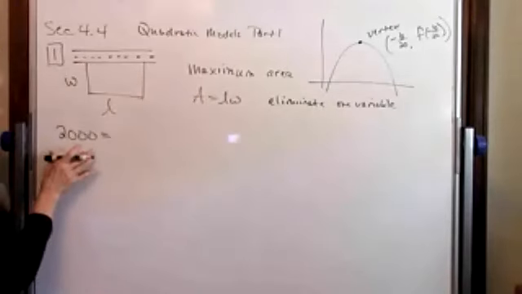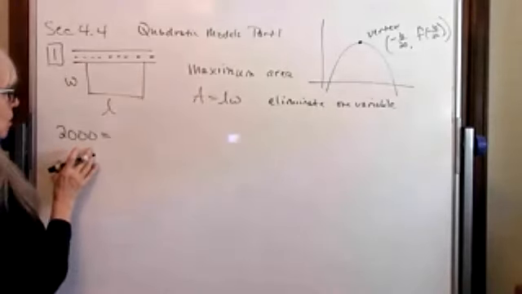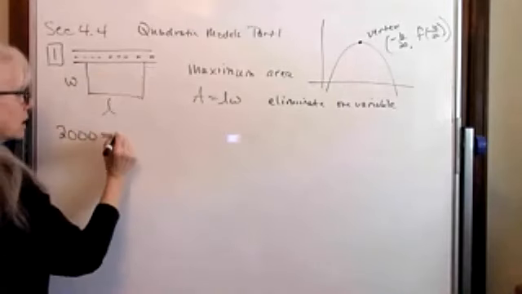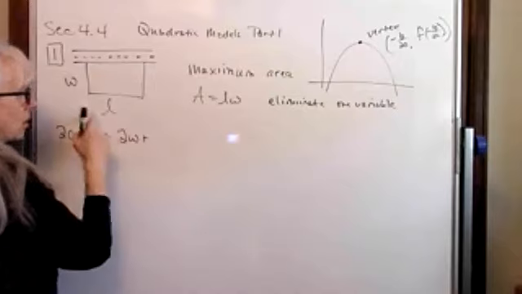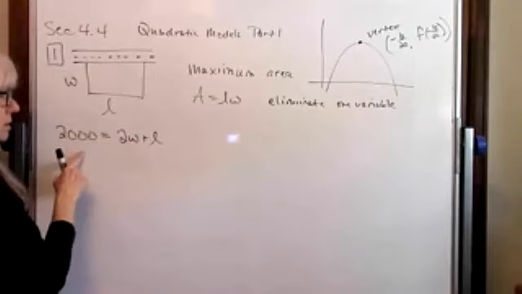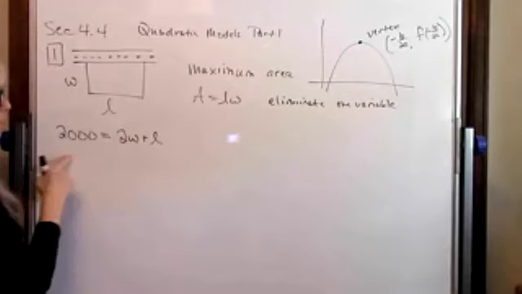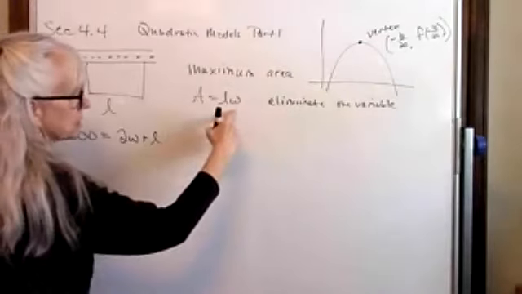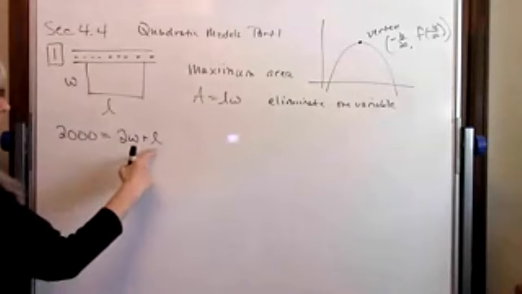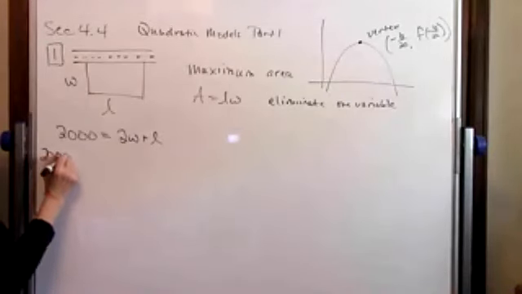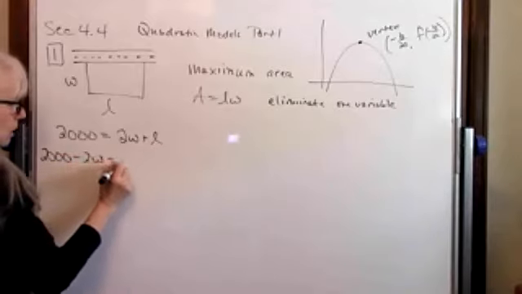I'm going to come back over here and talk about the actual fencing. Well, when I fence this in, I'm going to use this width once on this side and once on this side. So I'll have two widths and I'll have one length. So that 2,000 meters has to cover these three sides of our rectangle. So now, because we know we're going to substitute into here, we need to solve this for one of them. And it's easiest to solve for L. So we'll just move the 2W over. So 2,000 minus 2W is equal to L.